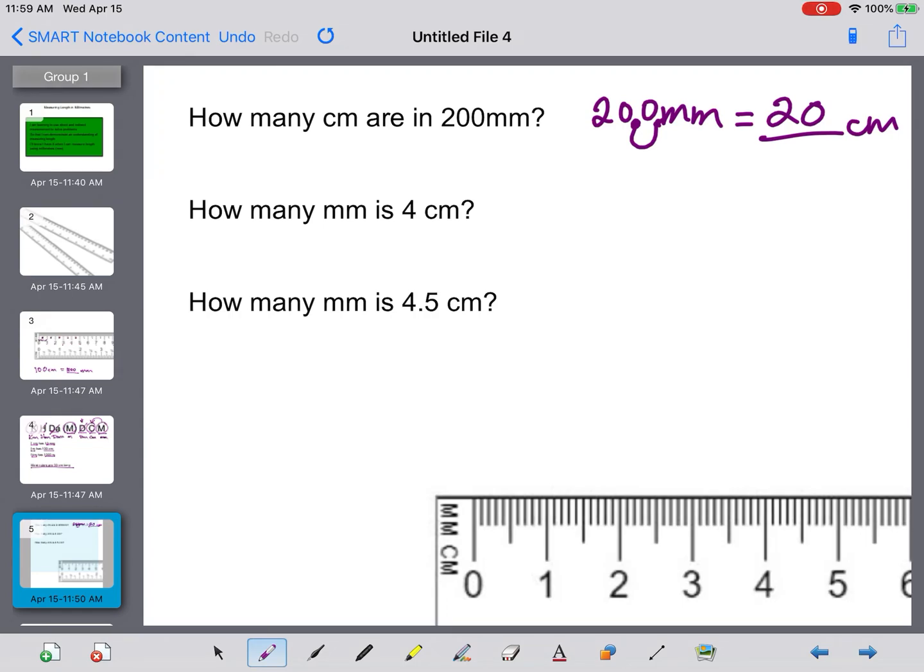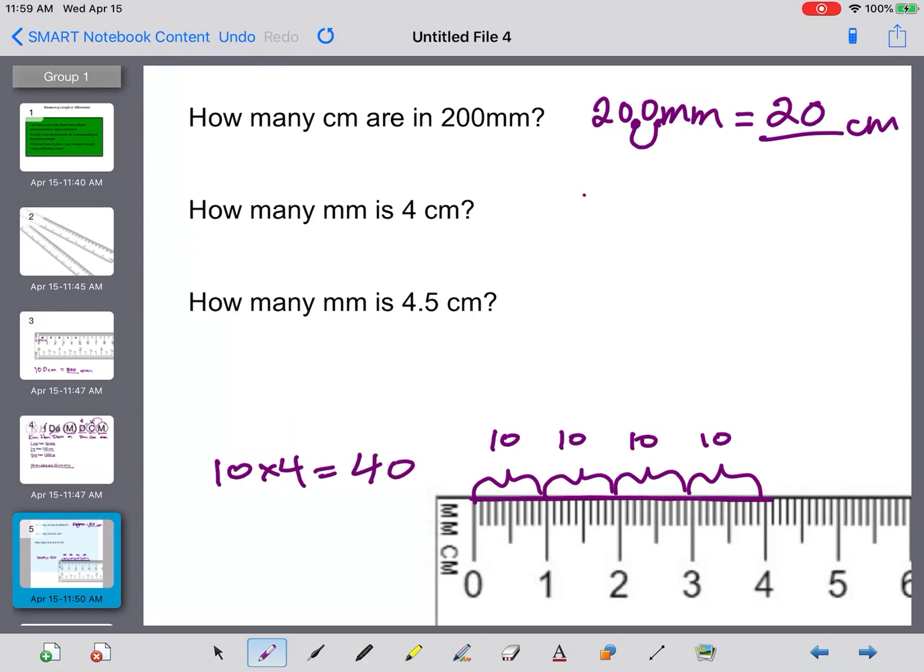Okay, how many millimeters are there in 4 centimeters? Okay, so if we look, I've put a little ruler down here so you can see. If we're talking about 4 centimeters right here, and we know that there are 10 millimeters in each centimeter, so that would be 10 plus 10 plus 10 plus 10, also known as 10 times 4, which means 40, and so in 4 centimeters, we have 40 millimeters.